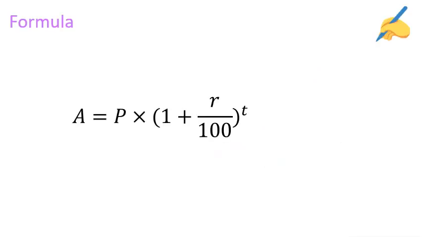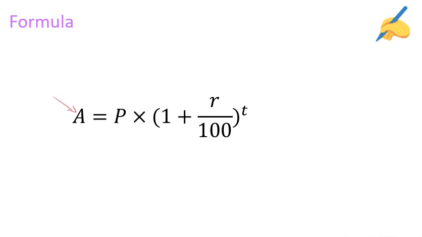This is the compound interest formula. A equals P multiplied by, open bracket, 1 plus R divided by 100, close bracket, to the power of T. I'll explain what each part means.